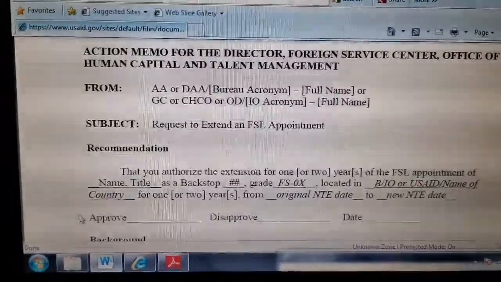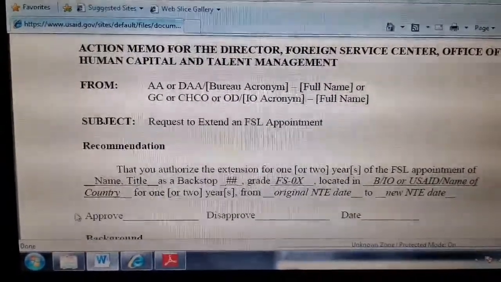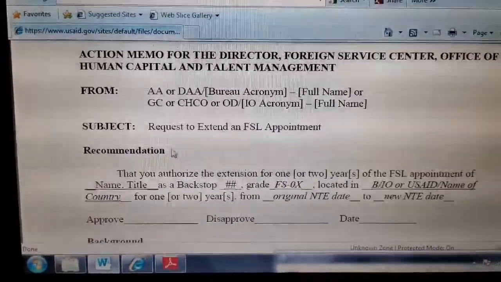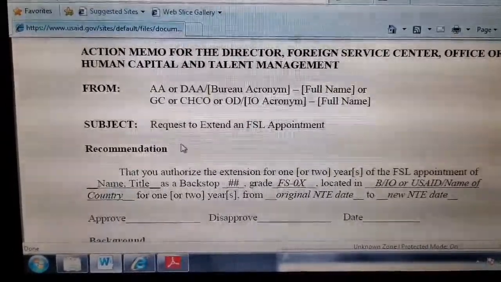There are types of technical reports. The first one is an action memo. An action memo requires a check mark in appropriate square to indicate their message. Sometimes, longer ones require filling in blanks or answering specific questions. So this is an example of an action memo, which is about a request to extend an FSL appointment.